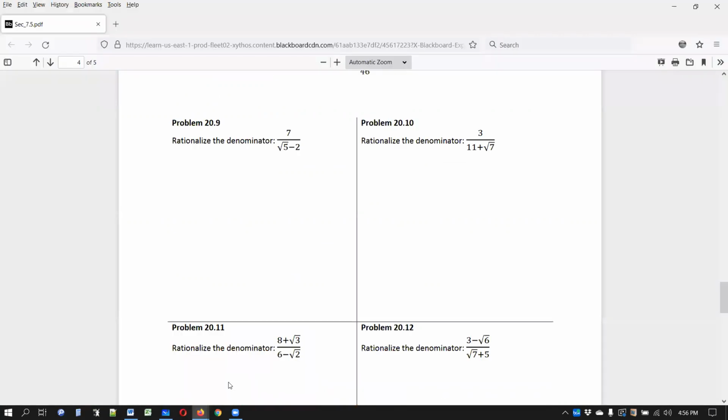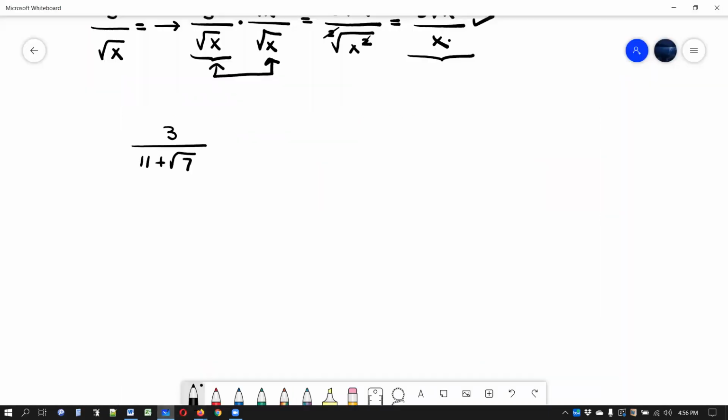Make sure that we copy this right. 3 over 11 plus radical 7. And I see that I have two terms. So the technique is the conjugate. The conjugate of 11 plus radical 7 is 11 minus radical 7. This is what I'm going to do. Make sure that you remember there are invisible parentheses around. And now my multiplication is done.